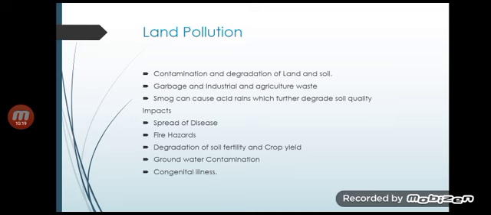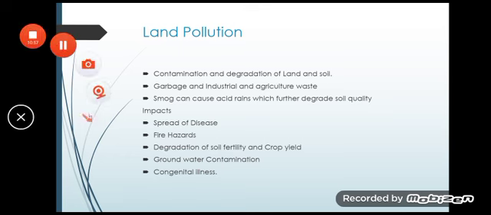Again, this degradation of soil will decrease the fertility of soil. It will decrease the capacity of the soil to grow crops, which can again have a significant impact on humans. Why? Because less crop means less food available. Furthermore, the garbage or the waste on the land can also pollute the groundwater. Why? Because we know that most groundwater is the water that seeps through the surface. So if the surface is dirty, the groundwater is also going to be dirty.